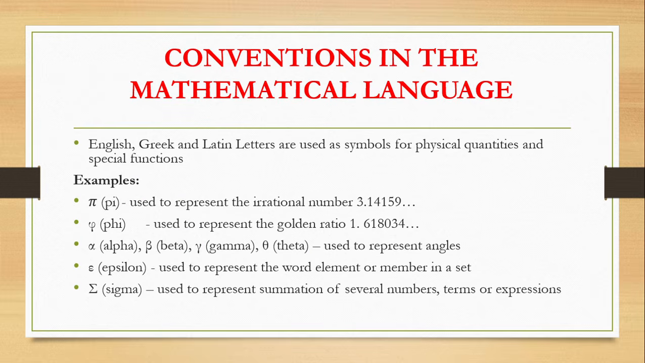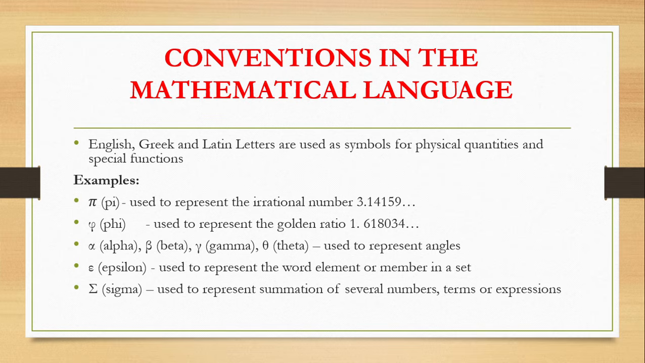We do have examples of English, Greek, Latin letters na ginagamit natin sa symbols and physical quantities or meron siyang special functions. For example, we have pi. Alam natin na pi is 3.14159. Ang haba, ano, di ba? Oh, and then phi, I mean, used to represent the golden ratio. Di ba? Remember, we discussed it. Na yung value of golden ratio is 1.618034. Yan. Dire-diretso yan, di ba?